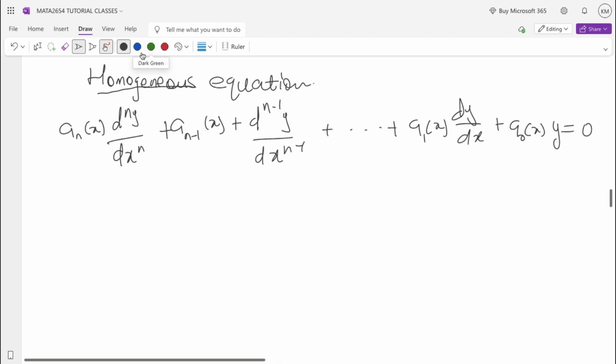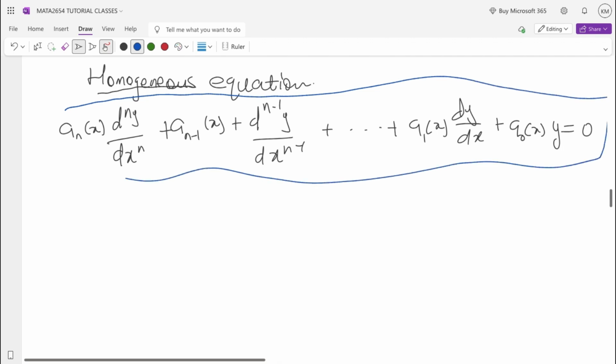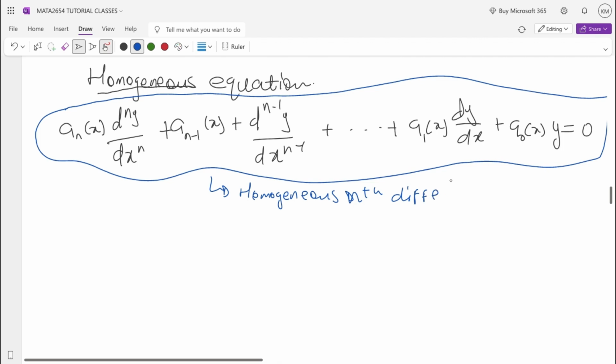When it is equal to 0 like that, this is the form of a differential equation that we consider to be homogeneous. So this is what we call a homogeneous nth order differential equation. In this case, we didn't specify the order; it's just the nth order in general. So it's a homogeneous nth order differential equation.